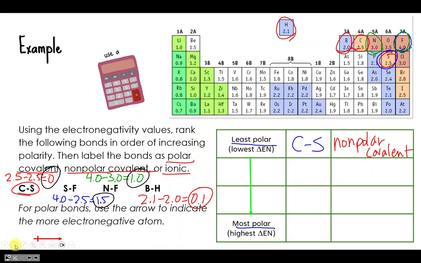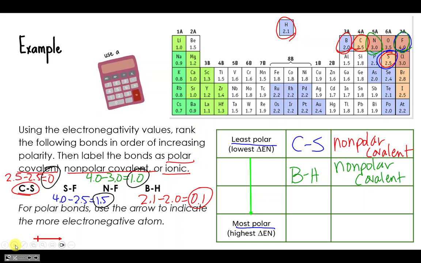Which one would be our next one? BH. B to H. Good. And which category does that one fall under? Also non-polar covalent. Because it is less than 0.4. 0.4 or less is non-polar covalent.